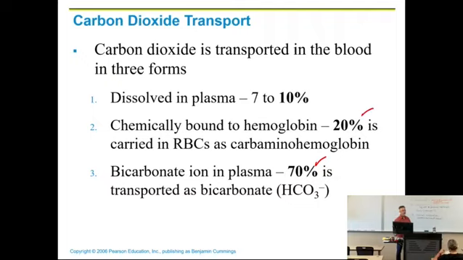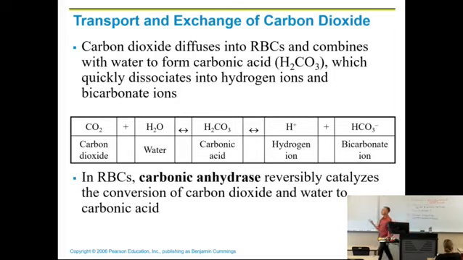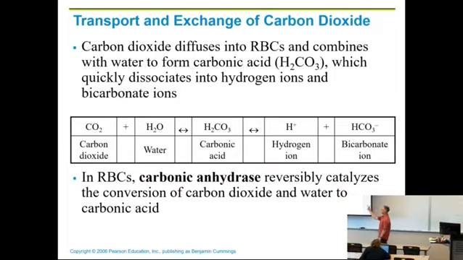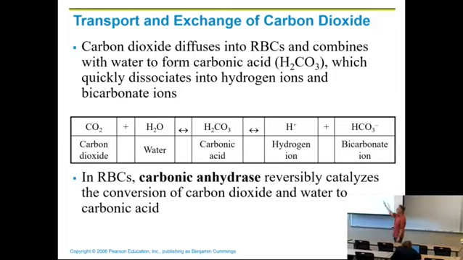This leads us to that equation. You need to know this equation because this is the main chemical way that we change carbon dioxide into bicarbonate ion. Okay? So CO2 plus water, we have water inside of the plasma.